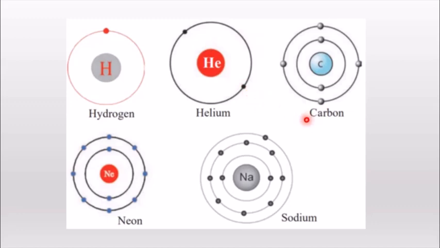Next is carbon. Carbon has 6 electrons, so we distribute them in two shells. In the first shell we put 2 electrons, then 6 minus 2 is 4, so in the next shell we put 4 electrons: 1, 2, 3 and 4. But this is not stable. Why is it not stable? Because it is not complete. The first shell is complete because it has 2 electrons, but the second shell is not complete, as it should have 8 but has only 4.